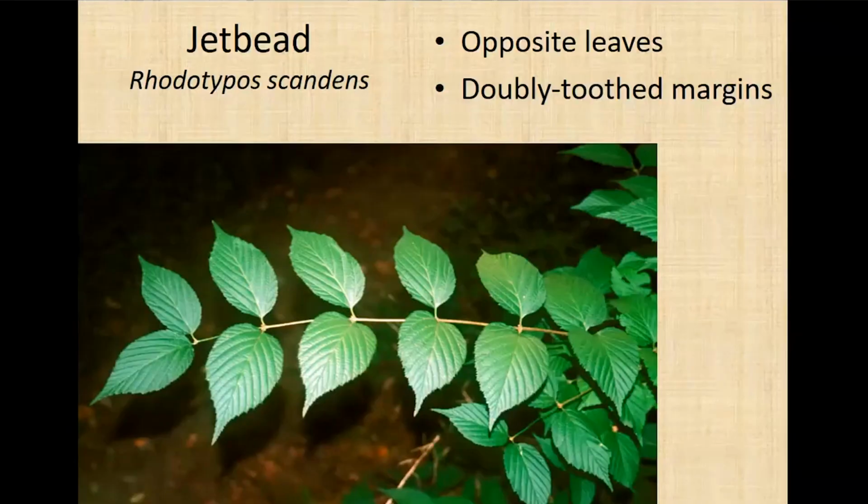Jet bead, not a real common shrub invasive on our landscape, but it is starting to emerge in a few locations. Looks a little bit like some of our native viburnums, opposite leaf arrangement, compound or a doubly serrate toothing on the leaves. This very distinctive elongation of the leaf tip is a good characteristic.